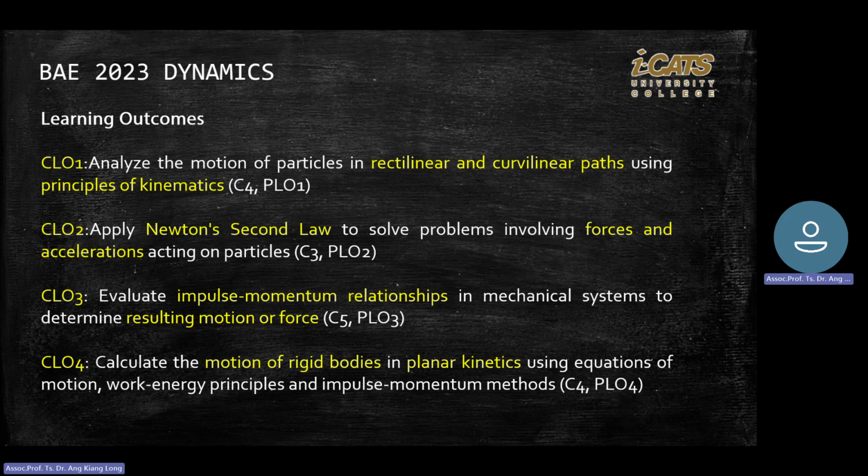So these are the 4 learning outcomes, CLO 1, 2, 3, 4. First we will learn objects moving in a straight line, and then we will learn about curvature, which means the motion is in a curve. So these are the 2 motions in dynamics: one is straight line and then curvature.